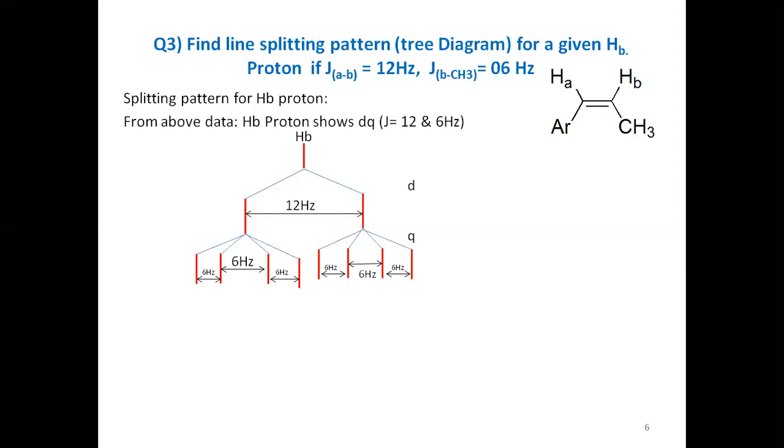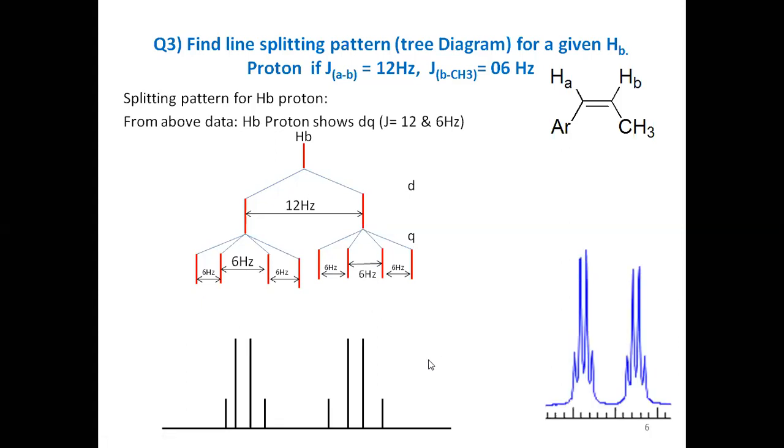Are you getting this? So each line has a distance of 6 hertz. That is the splitting: 6 hertz, 6 hertz, 6 hertz. So what is the coupling constant? The difference between 2 lines. So here it must be 6 hertz. The difference between 2 lines is 6 hertz each. Are you getting this point?